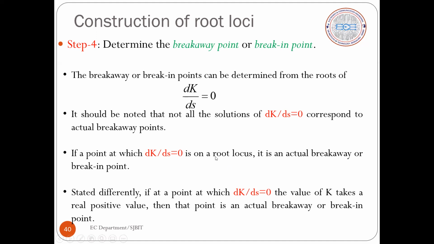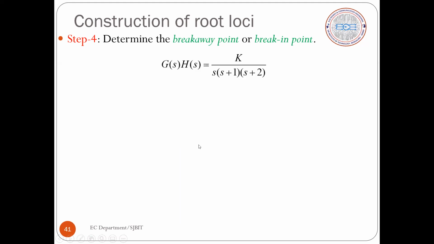So these are the two methods you have to use to validate the roots you get by solving the dk/ds = 0 equation. You will get many points, and you have to validate them.